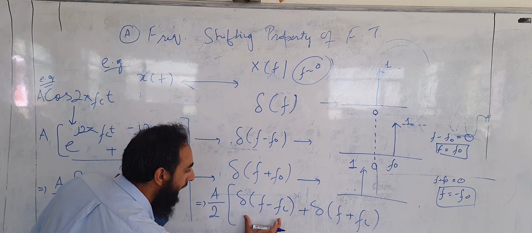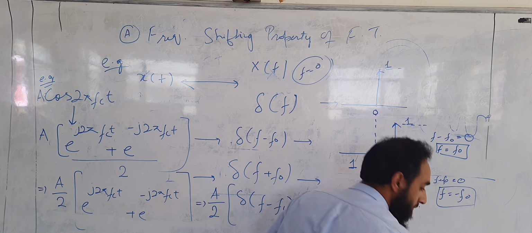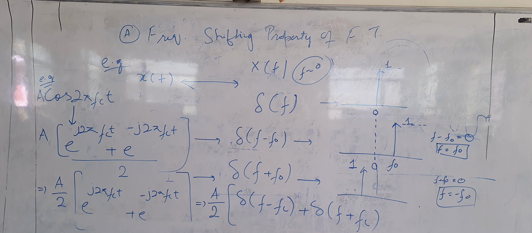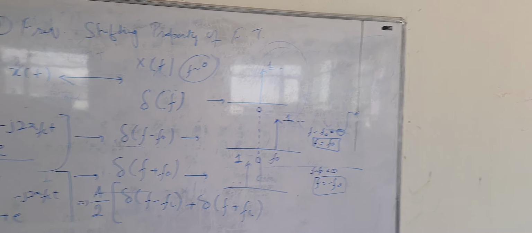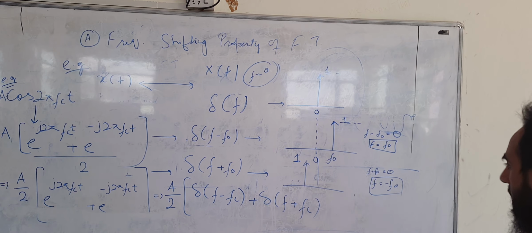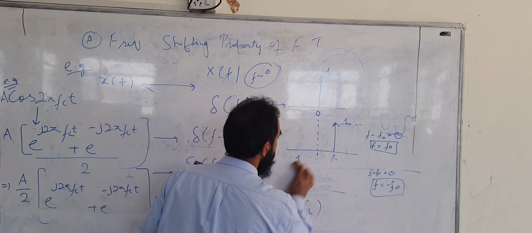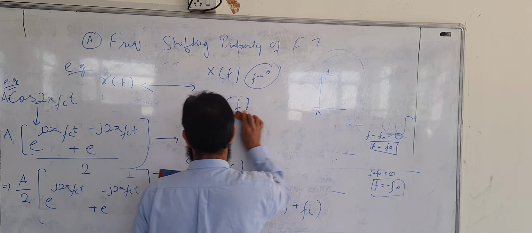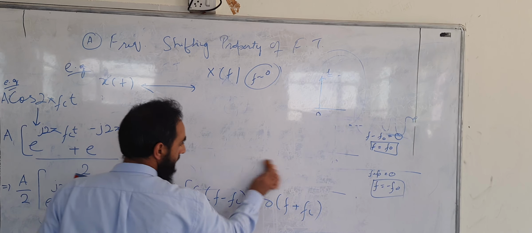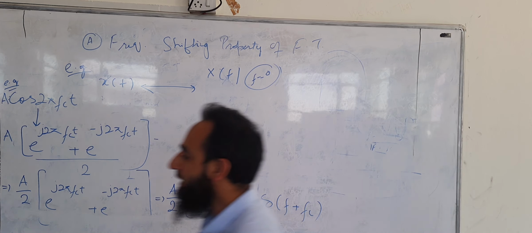So I have delta of f minus fc. So I will make the spectrum. Is this visible? Yeah, visible? Not this line, after this. So let me make this again. Now the question is, how will its spectrum come?